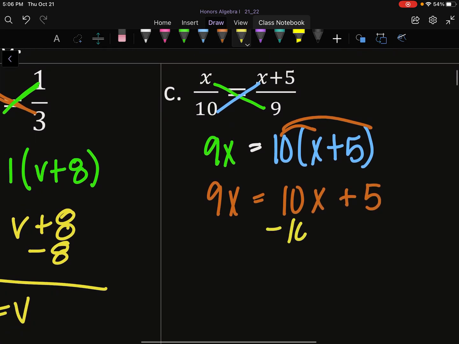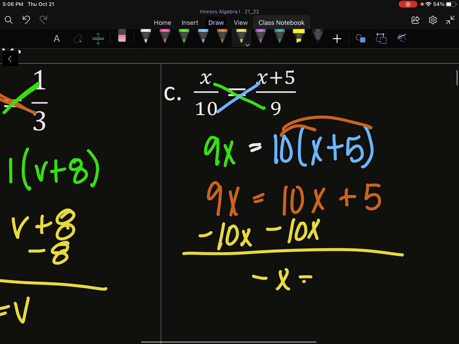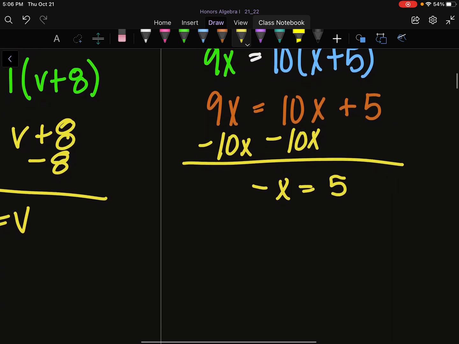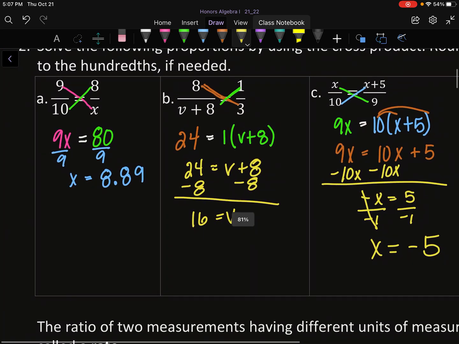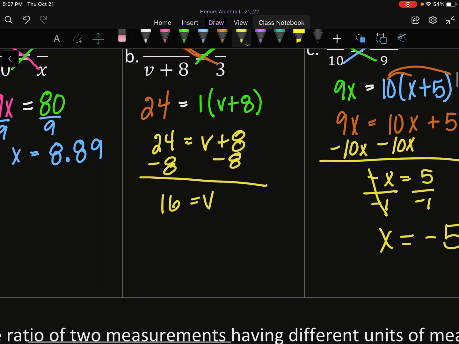So it looks like I'll subtract the 10x. Negative x is equal to 5. And then that negative x, we need to divide out a negative 1 to get rid of that negative. So x is equal to -5. Not so bad. You've all seen that before. I believe probably in 6th grade, maybe, or 7th. Yes?